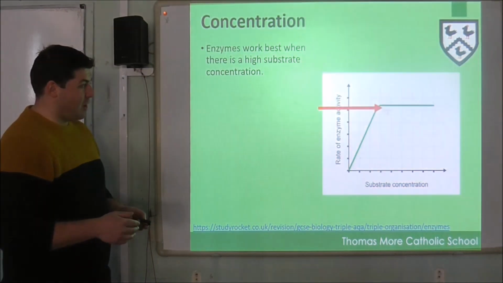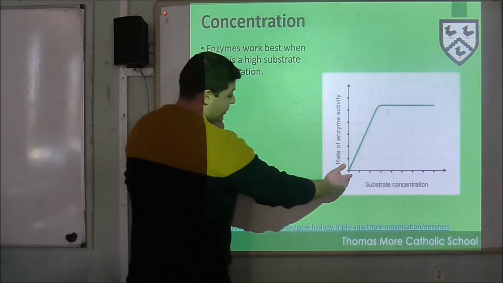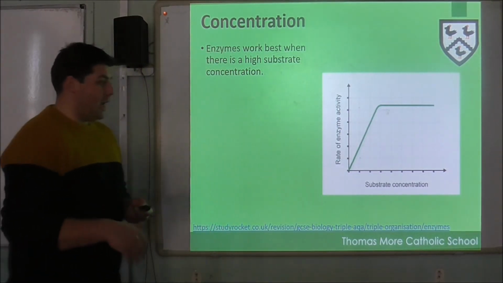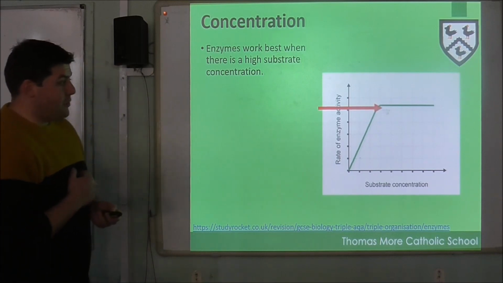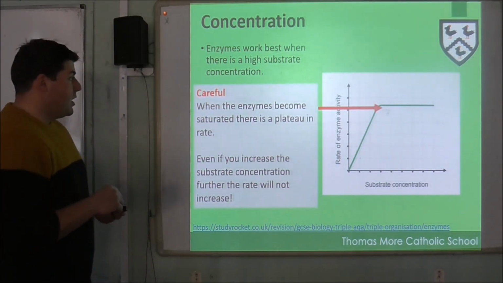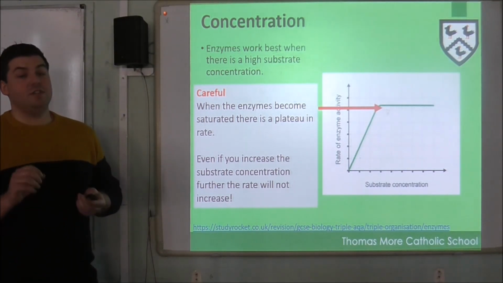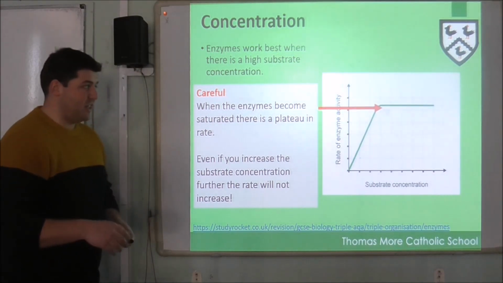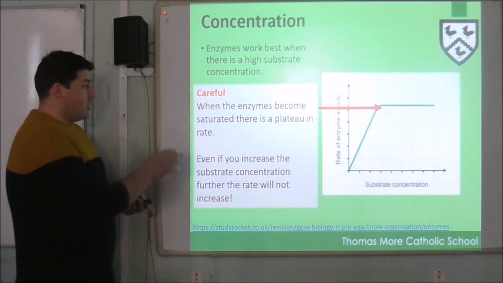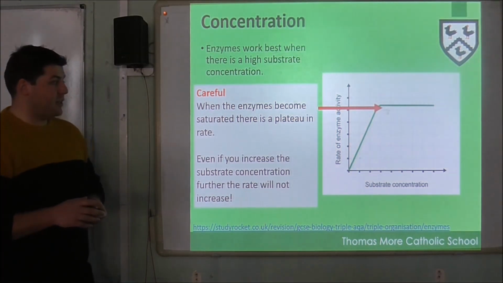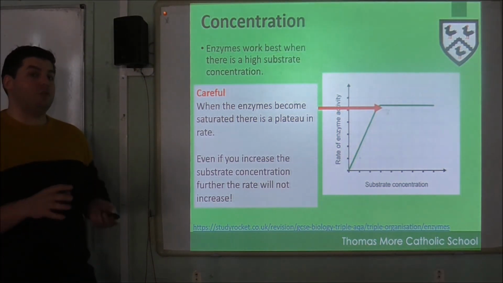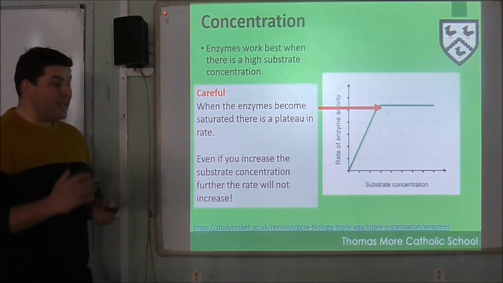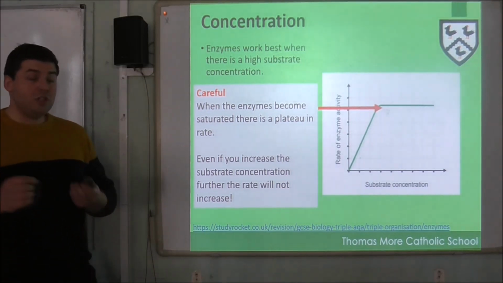And as you can see from this graph, before I move on, the substrate concentration up to this point increases the rate. But what you will notice at that point, it plateaus, it levels out. So you need to be careful here and look carefully at the graphs. Whether it's substrate concentration or enzyme concentration on the axes, it doesn't really matter. In this case, when the enzyme becomes saturated, i.e. there's so much substrate there, every enzyme's being used, there is a plateau, there's no increase in the rate.